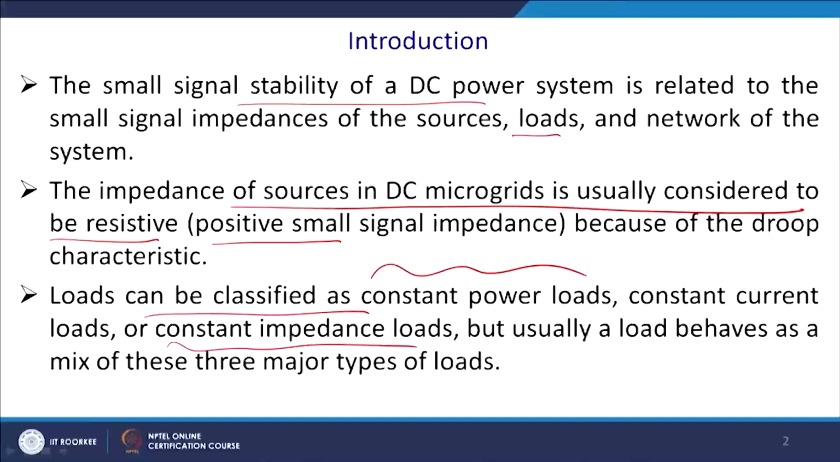But usually a load behaves as a mix of these three types of load, and in a microgrid we need to see which load dominates. If CPL dominates, then control has to take care of it, and if the impedance load dominates, you have a little leeway. So, control will not be that challenging.